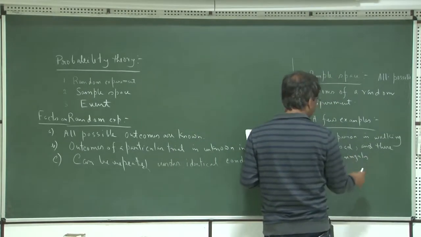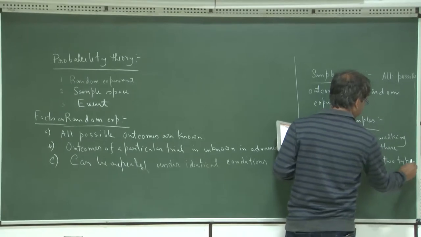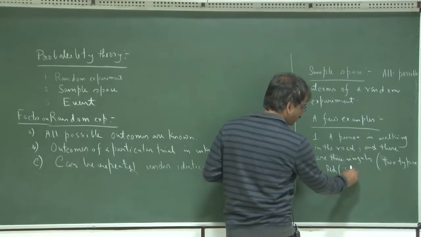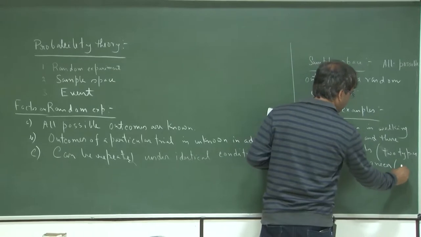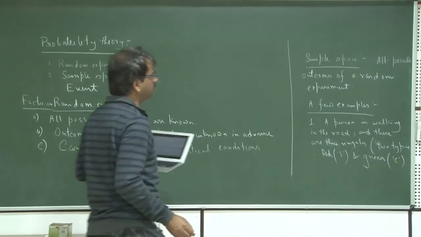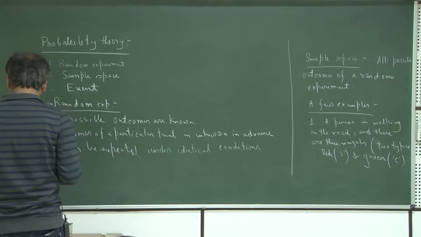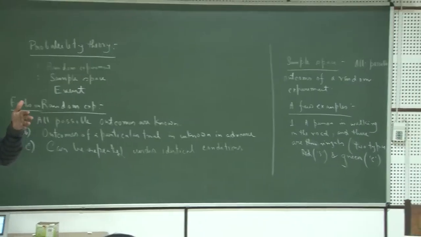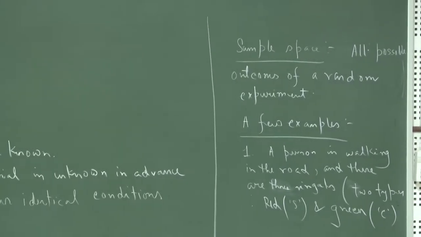I am considering three signals, two types. Red means stop, so I am writing S, and green means continue. There are three signals, red and green. So in this random experiment, whenever a person is walking, what type of situation may you face? It may happen that three signals consecutively are green, so C. It may happen the first signal is green, the second is red, the third is green.